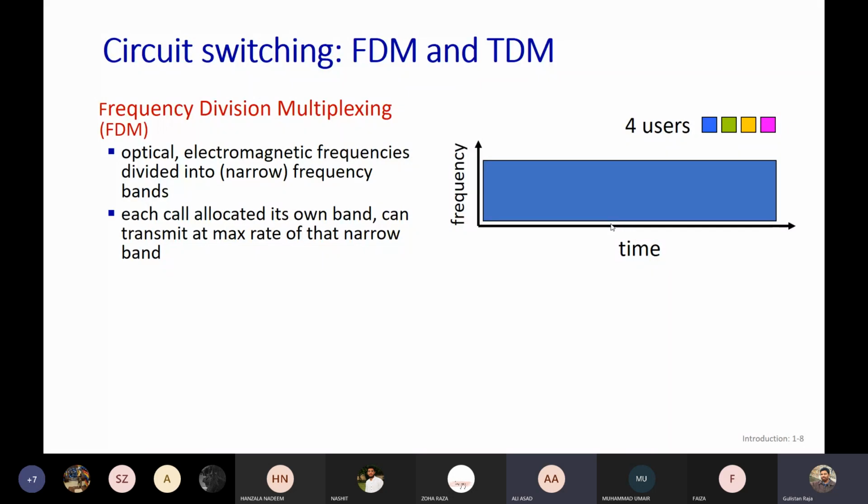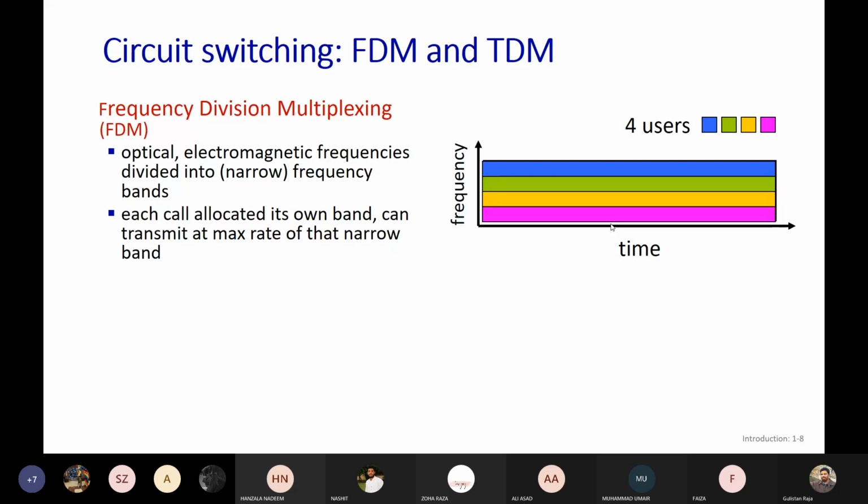Okay, I'll briefly go through this. In FDM, the available electromagnetic frequency is divided into narrow frequency bands. Let's say here for 4 users, 4 bands are there, and each call will be allocated its own band and can transmit at the maximum rate of that narrow band. This is known as FDM. Frequency is divided. Look at this animation: 4 users, so 4 different dedicated bands.